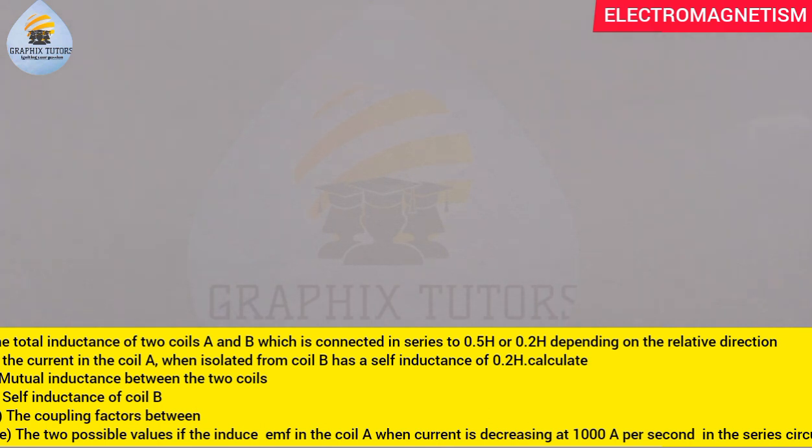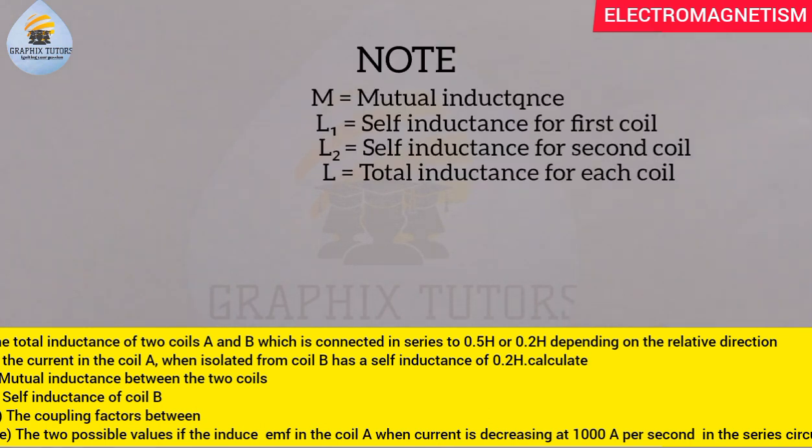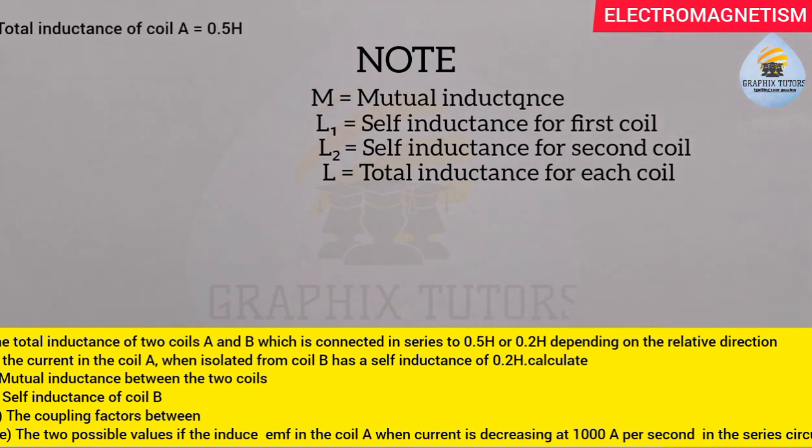Now we're told that the total inductance of coil A is 0.5 or 0.2. Are you with me now? It can be any of the two. And the total inductance of coil B can also be 0.5 or 0.2. So whatever you want to assign to them, you can do that, right? So I can just take that my total inductance for coil A is 0.5, and my total inductance for coil B is 0.2.